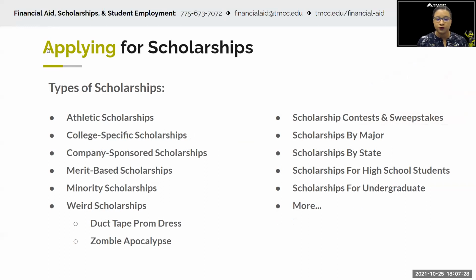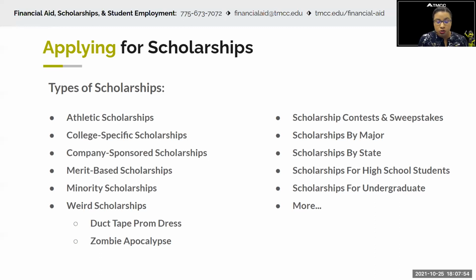So when you're looking for scholarships to apply for, there are so many different types. There are scholarships for people who are athletic or have played sports. There are specific ones to each college. There are ones that are sponsored by companies. There are ones that are based on merit, so how well you do in school. There are ones for minorities.